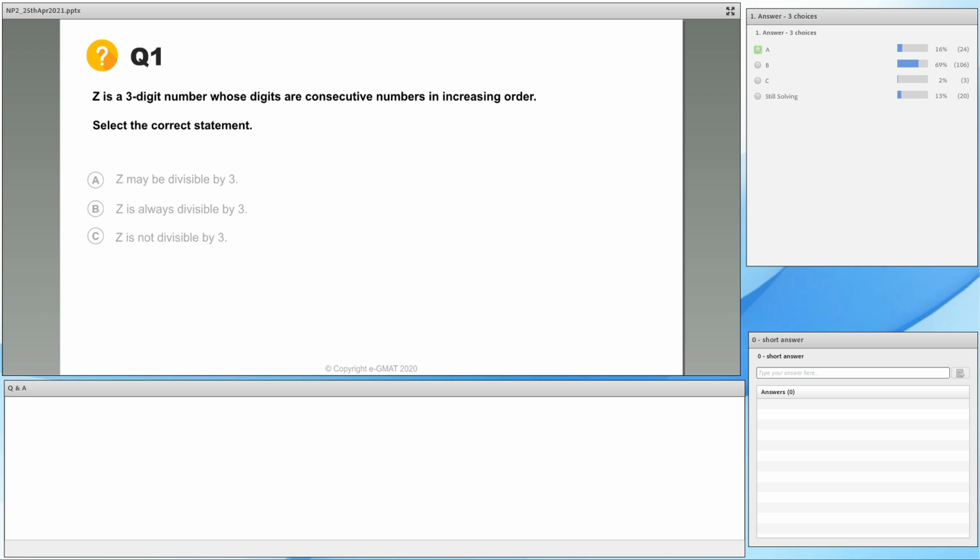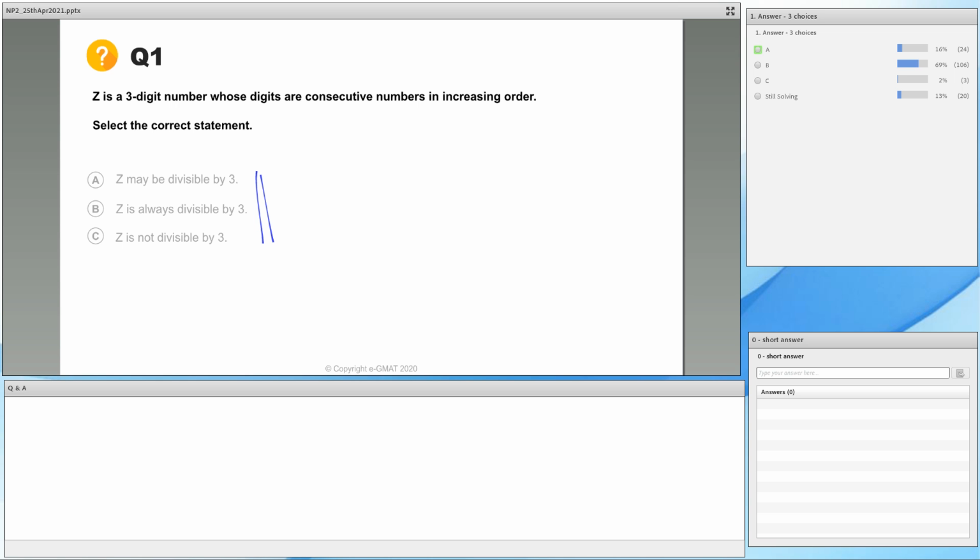Option B is the correct answer, and around 70% of the batch have chosen this. But that means there's this 18% of you who have not chosen this, who went for option A and option C. And that's where the first piece of learning is. The question is about divisibility by 3, isn't it? It's concerned with, is Z maybe divisible by 3? Is it always divisible by 3, or is it not divisible by 3?